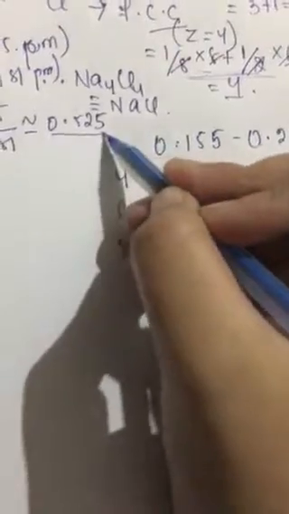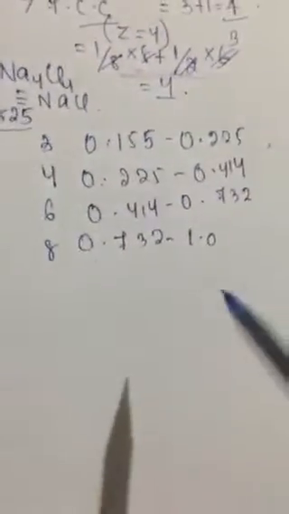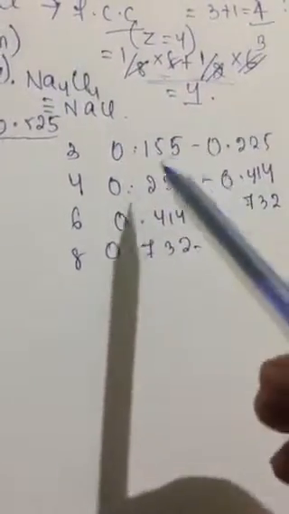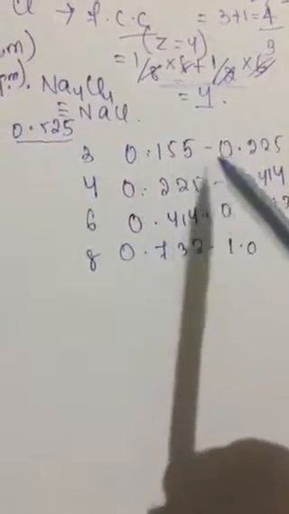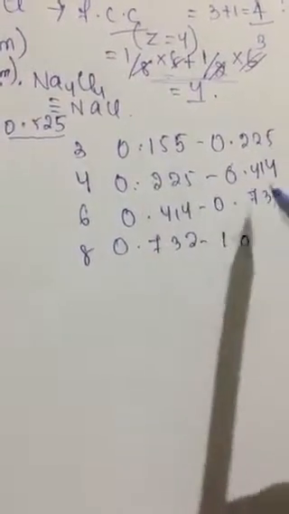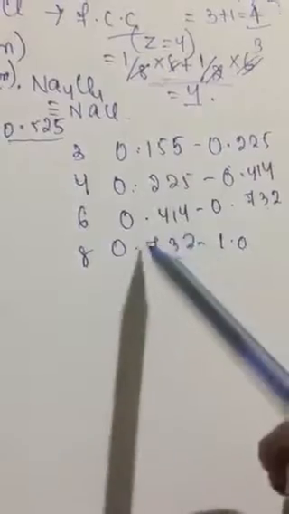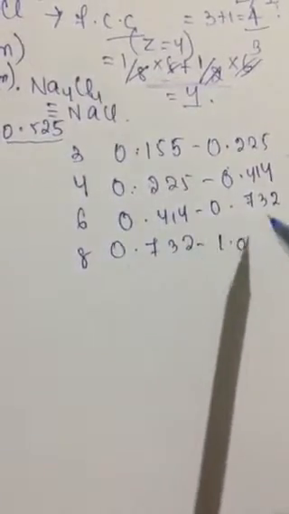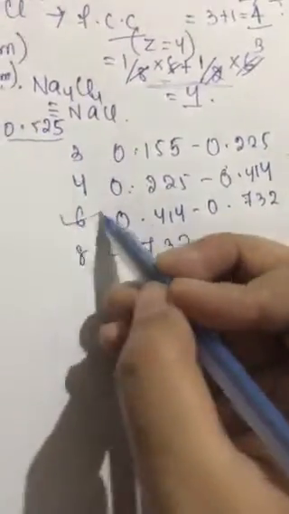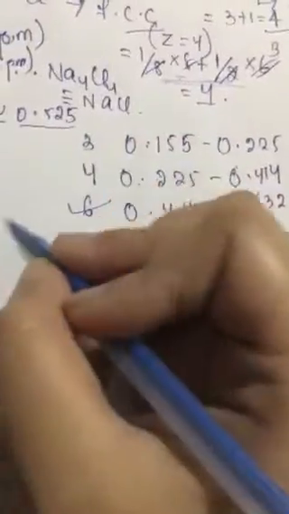So here we have our value 0.525. Where is it? 0.155 to 0.225, it is not here. 0.225 to 0.414, it is also not here. 0.414 to 0.732, it is here. So coordination number 6, it is octahedral.